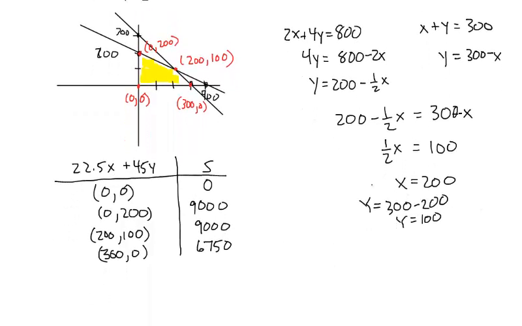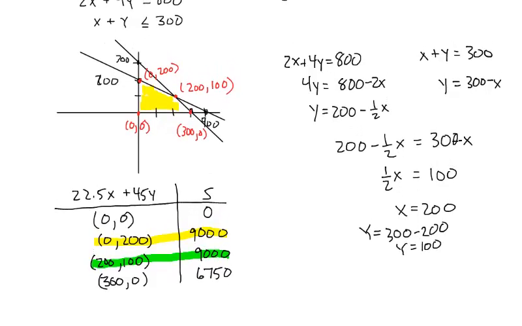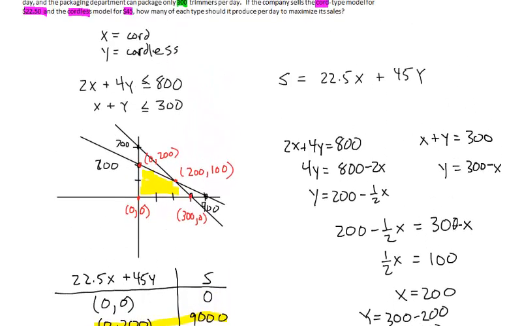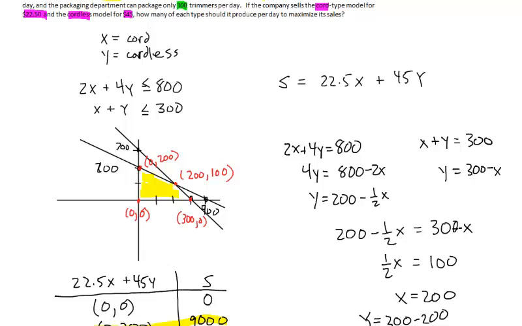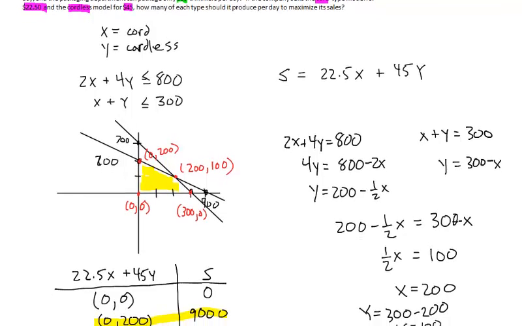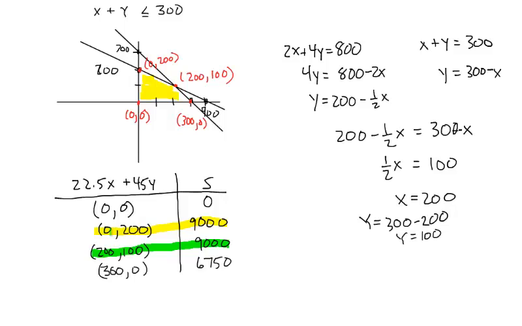So we actually have two places that will maximize the sales: (0, 200) and (200, 100). If we look back at our initial problem, it's asking how many of each type we should produce to maximize sales. So we can either produce 0 cord types and 200 cordless, or we can produce 200 cord types and 100 cordless to maximize sales. And that's how we analyze a linear programming problem.